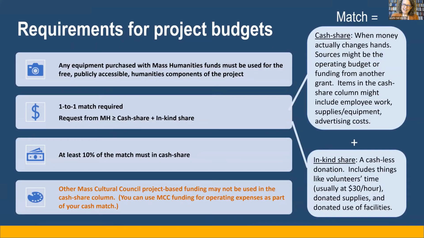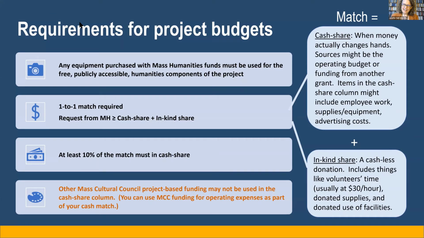Okay, so requirements for project grants. I've just mentioned equipment purchased has to be connected to the humanities components. Let me say a little bit about the one-to-one match. I've already told you what a match is, and I just want to make sure that there's a good understanding of the difference between the cash share and the in-kind share.